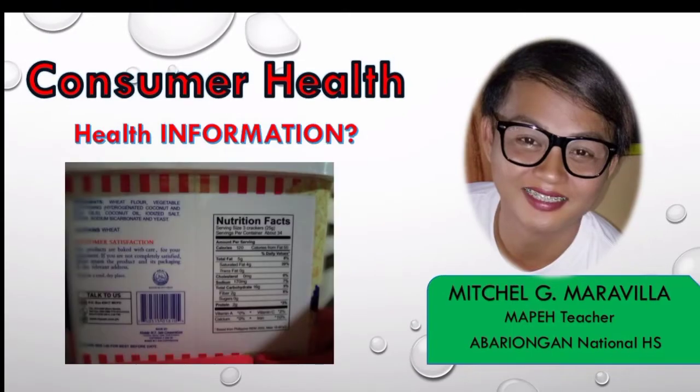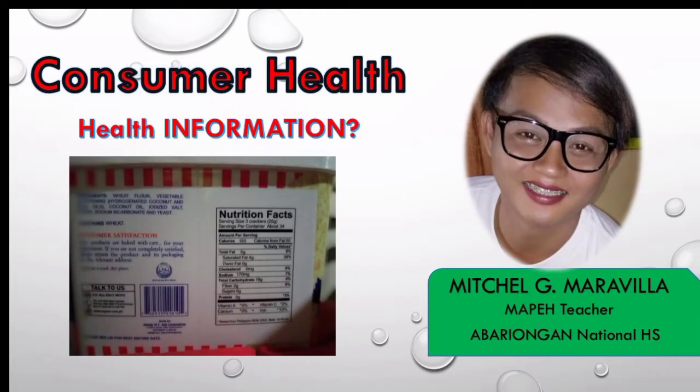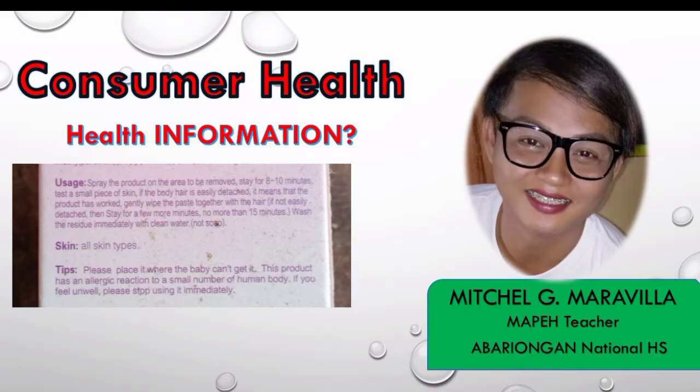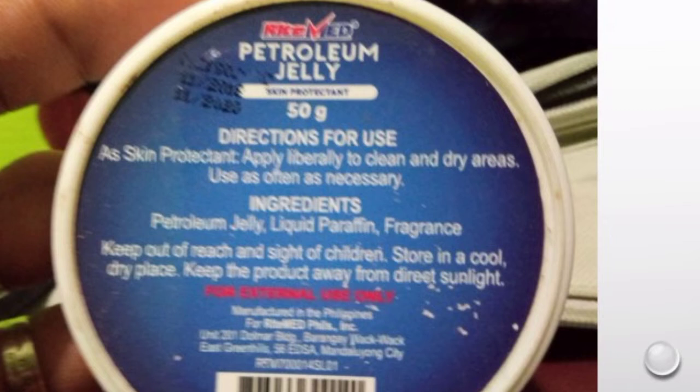We have here an example of health information. So makikita nyo dyan ang nutrition facts ng produktong ito. Ilang calories, cholesterol ang pwede nating makuha, kung ano ang ingredients nito. At ito ay nakadikit na mismo sa packaging ng produktong ito. Next is, makikita nyo dyan kung papaano gagamitin ang produktong ito. May tips na rin. And the other one is the direction for use, the ingredients, and the advice.